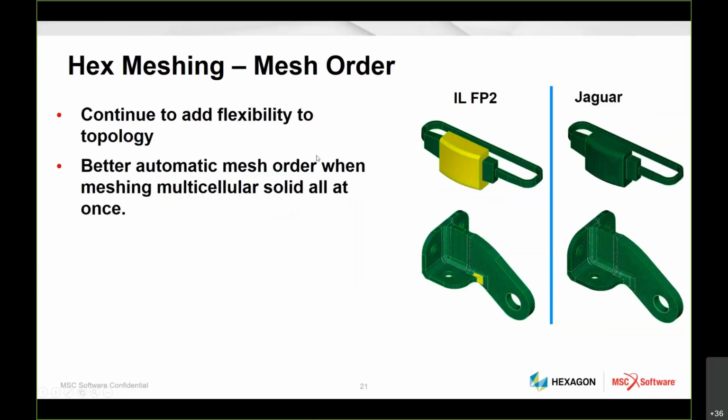Hex meshing. We're continuing to improve hex meshing, incrementally improving the amount of success rates you have. There's an enhancement with mesh order in IL at FP2. These meshes, if I box pick them because there's a circular mesh pattern here, couldn't be meshed. In Jaguar, I can box pick them and they are meshed. So we're better at picking the order in hex meshing to make it easier to just pick the solid as one click and not have to be careful of the order. It doesn't work in every single case. There's still cases where you might have to pick the order, but it makes it much easier.